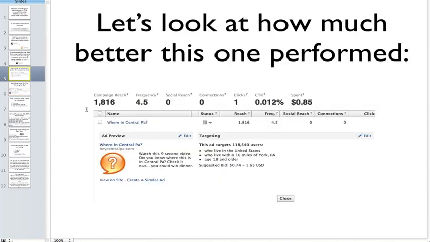Okay, so real quick, I'll just show you the statistics. Ryan set this one up. The campaign reach was 1,800 impressions and only 1 click. And the click-through rate, which I'm going to talk about and give you some specific metrics on and why those metrics are important, was 0.012. Okay, so he only got 1 click, and he was targeting 118,000 users within 10 miles of York, PA.